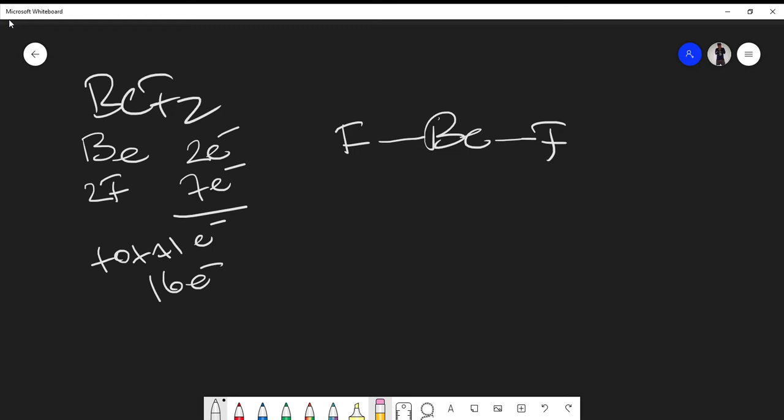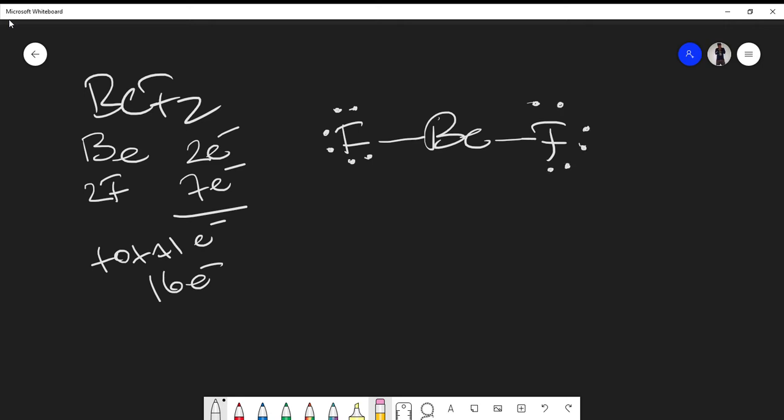So let's go ahead and fill fluorine's octet. I have 2 electrons on this side. I can put 2 electrons on this side. Again, I put 2 electrons on this side, doing the same thing over here. All I'm doing is filling in the total electrons.